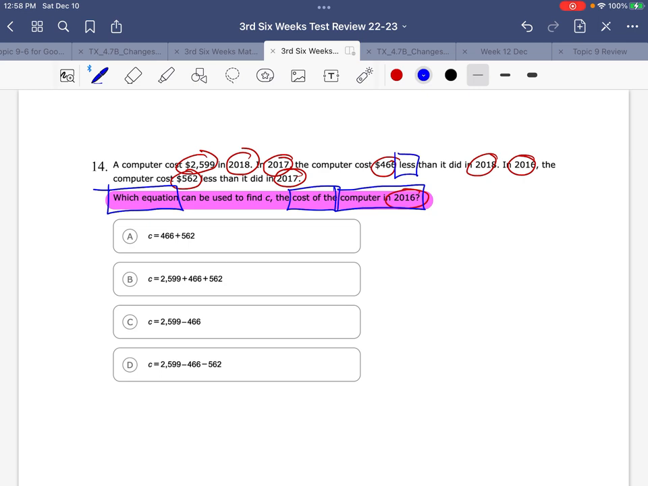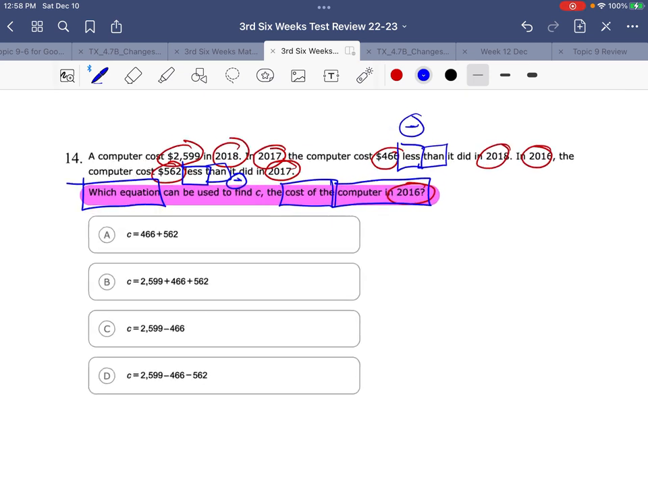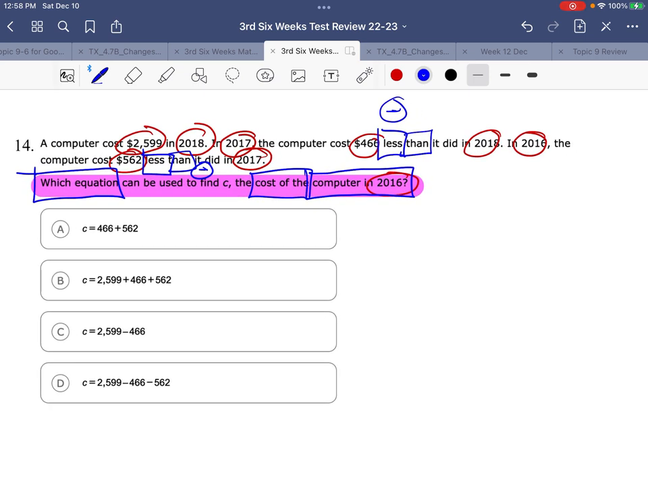Less is a keyword, and we have less again. Okay, I should box in less than. So less than tells me that I'm probably going to be subtracting, but let's just see. So I'm going to work this problem out so I can see how I'm doing it. So I know that a computer costs $2,599 in 2018. So I'm going to put that here, $2,599, and this is in 2018.